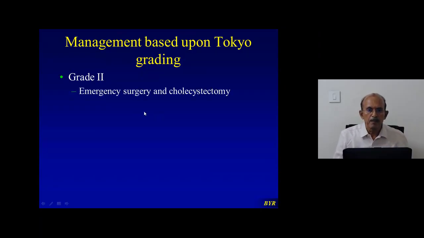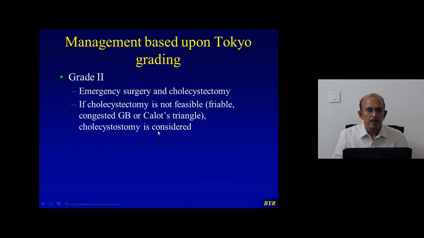So how do you deal with this? You have to do emergency surgery and cholecystectomy. If cholecystectomy is not feasible because of a friable gallbladder, a congested gallbladder, or Calot's triangle is very congested and you are not able to find these ducts very freely, then cholecystostomy is considered.